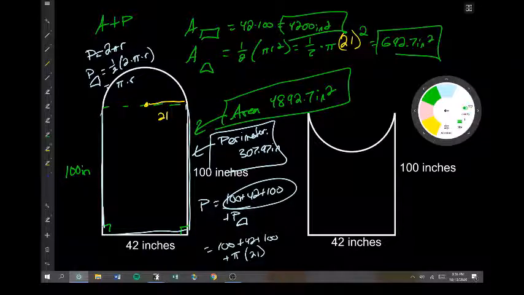If you're doing an area, it's the unit squared. If you're doing a length, it's a regular unit. If you're doing volume, it's the unit cubed. So 3 dimensions, 3 powers, unit cubed.